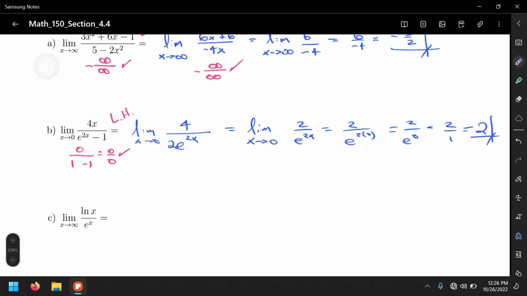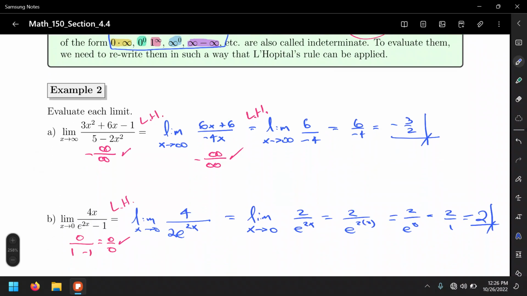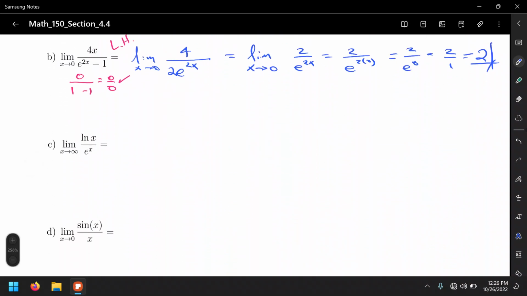And again, that's a good question. Let me go back to the top of the page. We need to get one of these two indeterminate forms, or the ones that we have listed here. We haven't gotten to these weird ones yet, but we will. If we don't get any of those, then L'Hopital's doesn't apply, and we have to look at a graph or a table of values or something else.